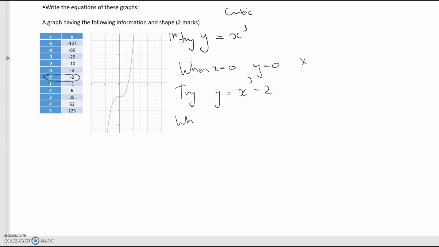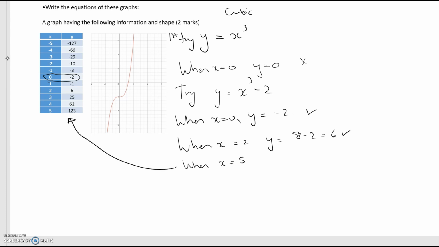Now let's go when x equals 0, y equals negative 2. So that works for that point. Better try another. Say when x equals 2, then y equals 2 cubed, which is 8, minus 2, which equals 6. Yes. And for another one, say when x equals 5, so the last line in the table, y equals 5 cubed, which is 125, minus 2, which equals 123. Yes. So that then is our answer.